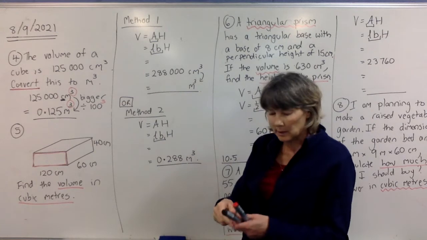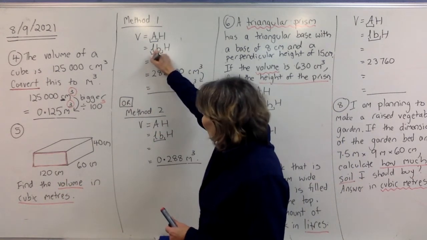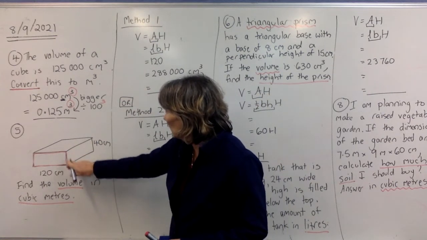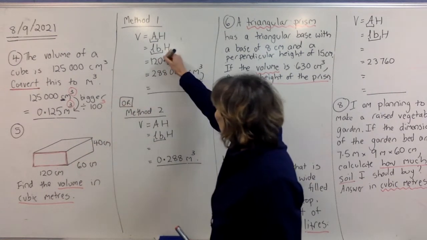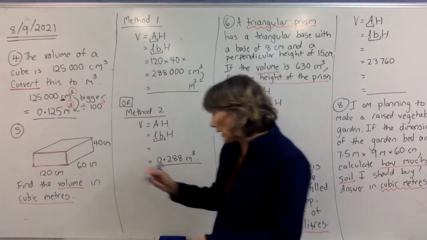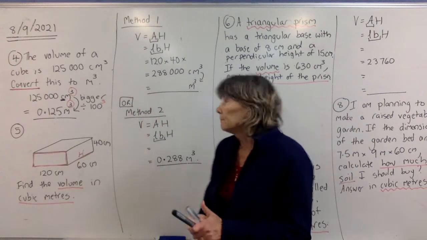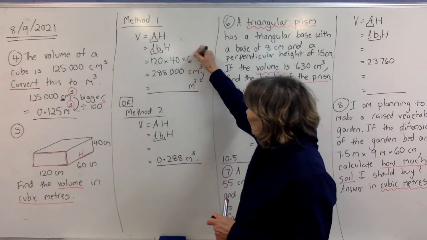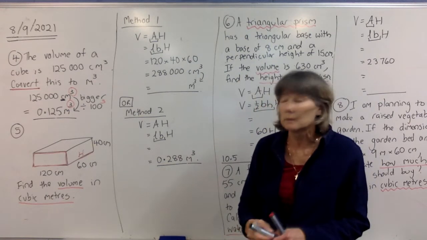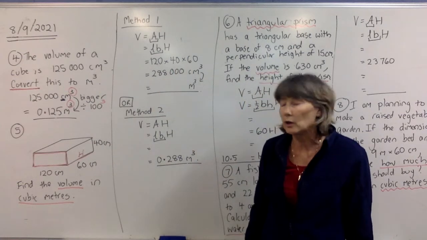So now we're going to sub in our numbers. So we've got 120 times the breadth of that rectangle there would be 40 times, and the height, remember, comes away from your base shape, so my height's going to be 60. And if you put that in your calculator, you're going to get the answer I have there, 288,000. And because it's in centimetres, we have centimetres cubed for our volume.